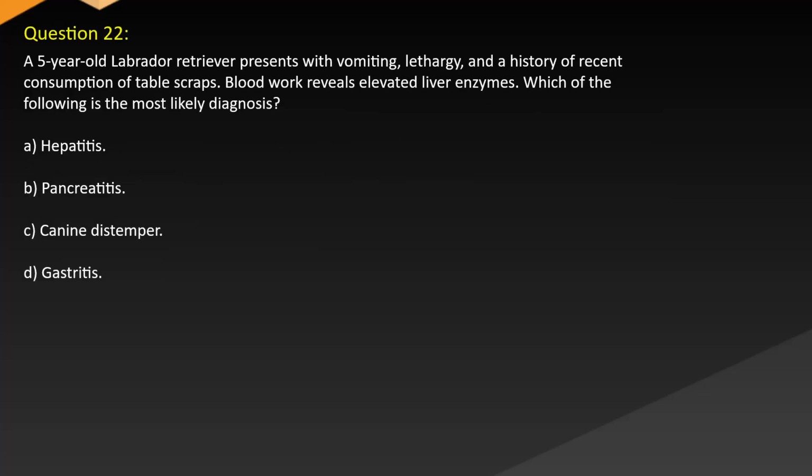Question 22. A 5-year-old Labrador Retriever presents with vomiting, lethargy, and a history of recent consumption of table scraps. Blood work reveals elevated liver enzymes. Which of the following is the most likely diagnosis? A. Hepatitis. B. Pancreatitis. C. Canine distemper. D. Gastritis.